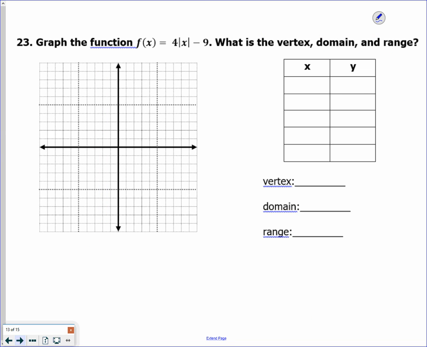More graphing, and now we're going to graph an absolute value function. Here's what I want to say about an absolute value function.